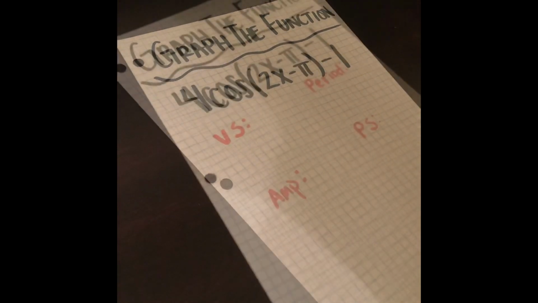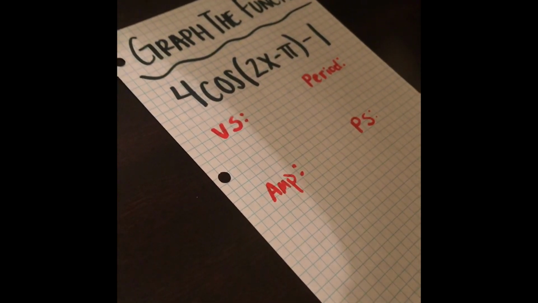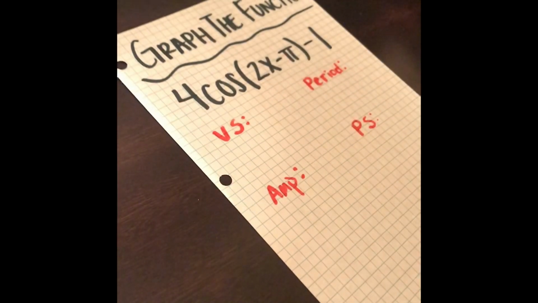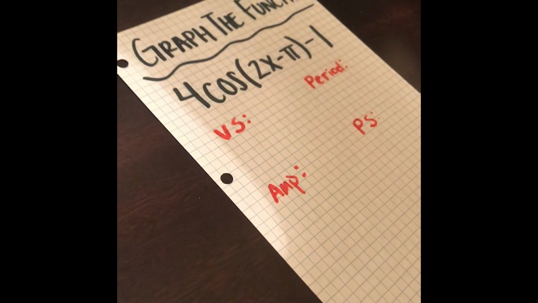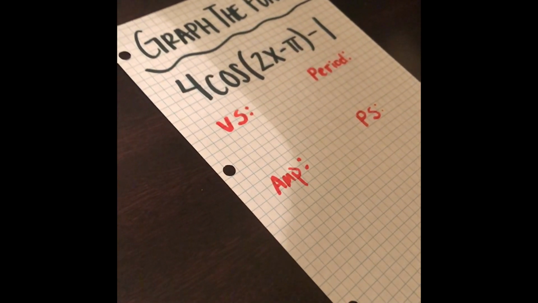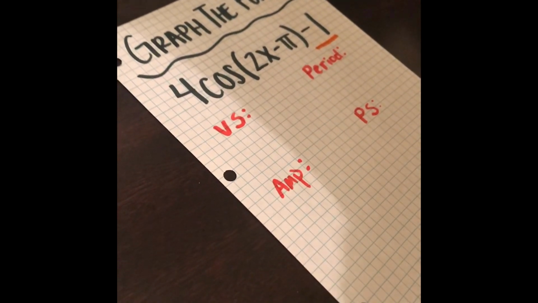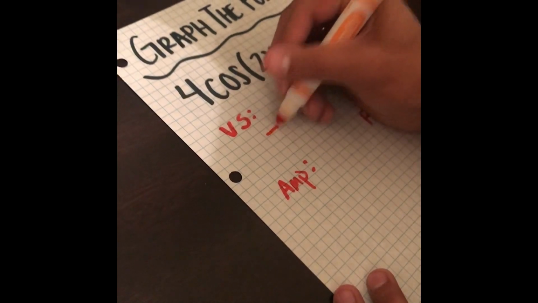And enjoy the video. So the first step to graphing the function is to find the vertical shift, the period, the amplitude, and the phase shift. So first, we are going to do the vertical shift, which is pretty easy because the vertical shift is always at the end. So the vertical shift would be -1.